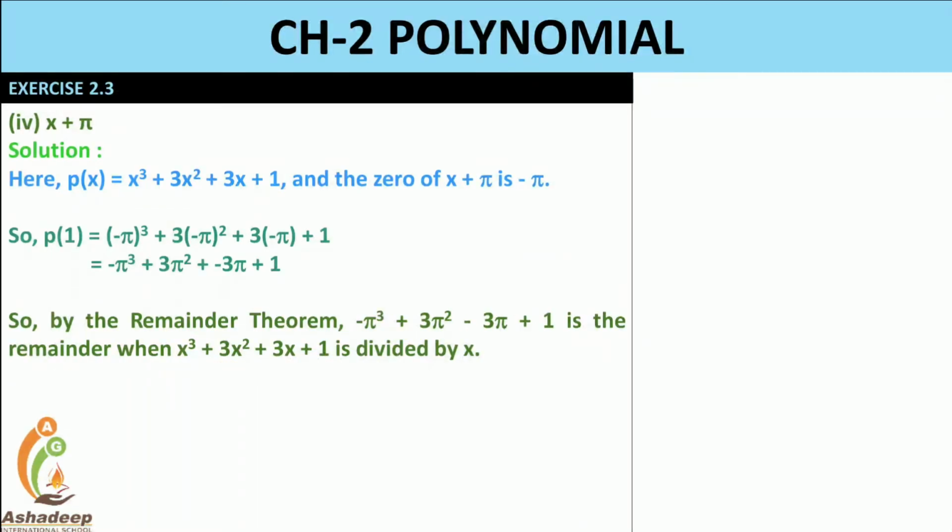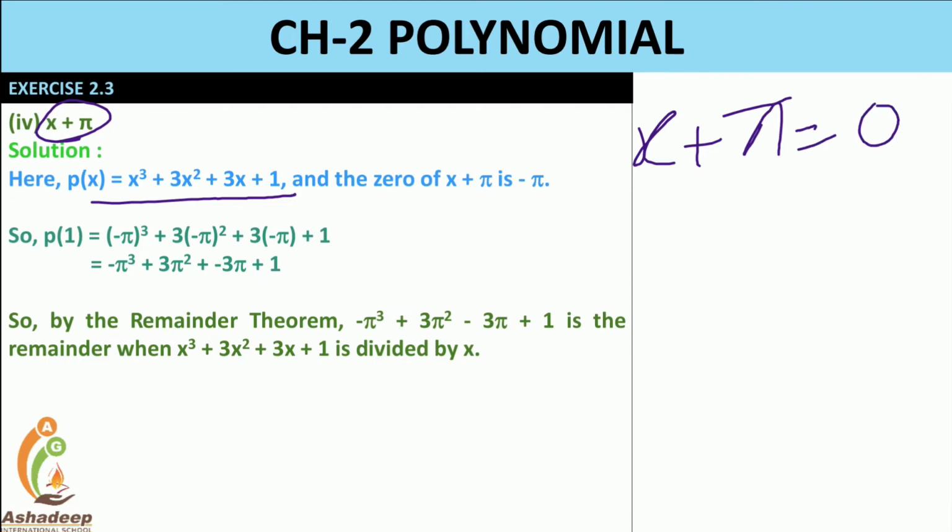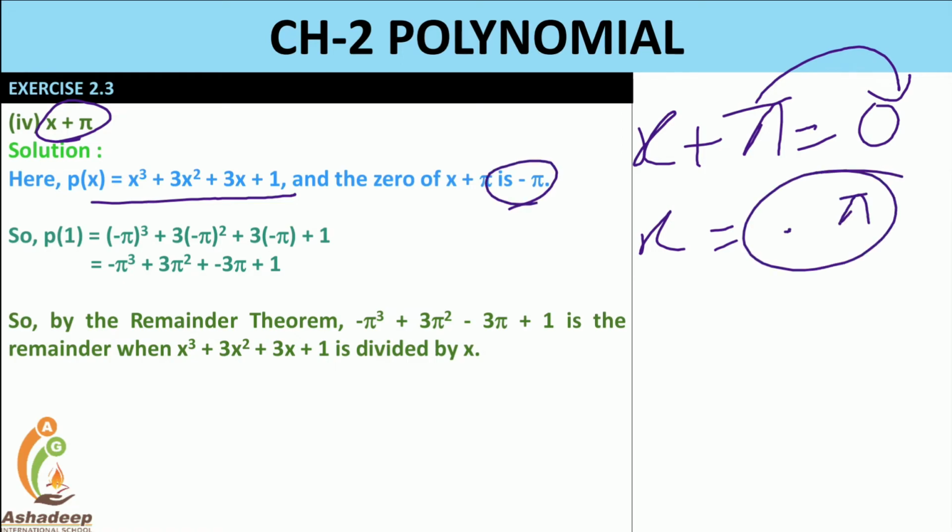The fourth question is x plus pi. So we need to divide the given polynomial by x plus pi. We compare x plus pi with 0. If pi goes to the other side, it becomes minus, so x is equal to minus pi. We need to put this minus pi instead of x. So x cube becomes minus pi cube, x square becomes minus pi square, minus pi, and plus 1 as it is.